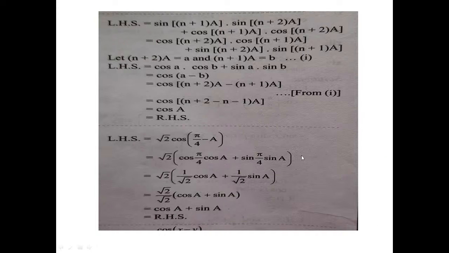Here we used cos a minus b, that is cos a cos b plus sin a sin b. So root 2 into (1 upon root 2 cos a plus 1 upon root 2 sin a), which is root 2 upon root 2 into (cos a plus sin a). So root 2 upon root 2 is 1, giving cos a plus sin a.